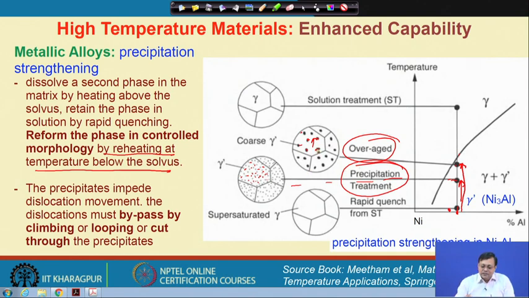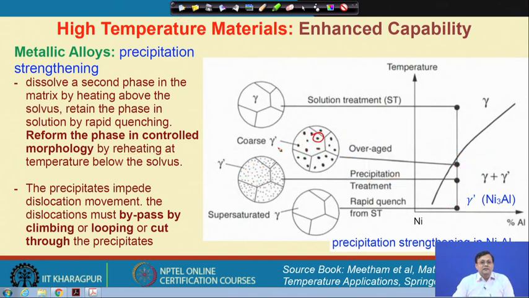Why? Because the size of this precipitate has some role on the mechanism, because it controls the mechanism of strengthening. How? This precipitate actually impedes the dislocation movement. The main reason is that when the dislocation appears, the precipitate creates an obstacle. So, for that particular purpose, the dislocation may bypass by climbing, or it may leave a loop around the particles, or it can cut through.